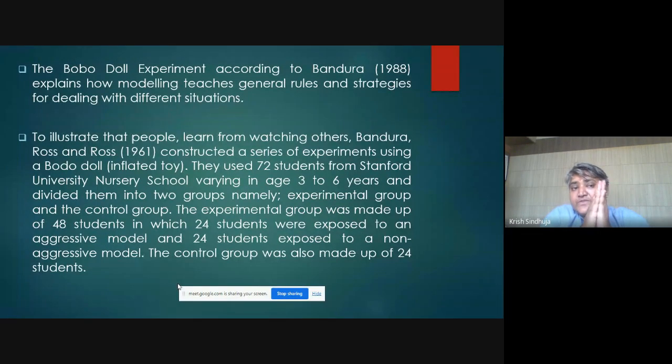The experiment focused on how modeling teaches general rules and strategies for dealing with different situations. Bandura, along with his colleague Ross, conducted a series of experiments with an inflated toy among 72 students from Stanford University Nursery School, aged 3 to 6 years. They had two groups, experimental and control. The experimental group was made up of 48 students, in which 24 were exposed to an aggressive model and 24 to a non-aggressive model.